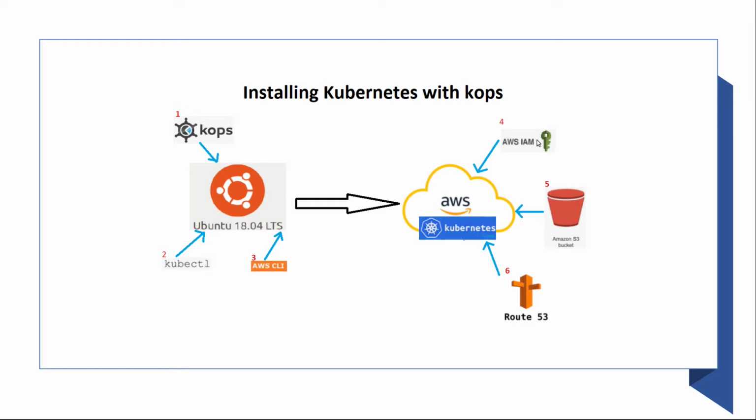When we create an IAM user, we have to specify the permissions for the user to access this Kubernetes cluster. And an Amazon S3 bucket is for the storage of information about the cluster, and Route 53 redirects the client request to the cluster. Okay, let's move on to the demo.